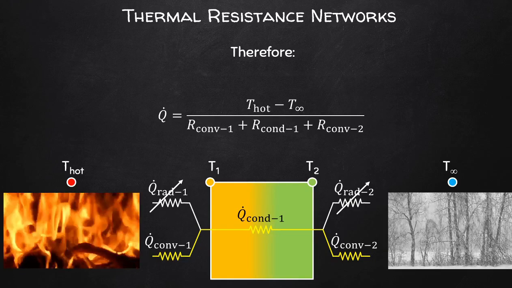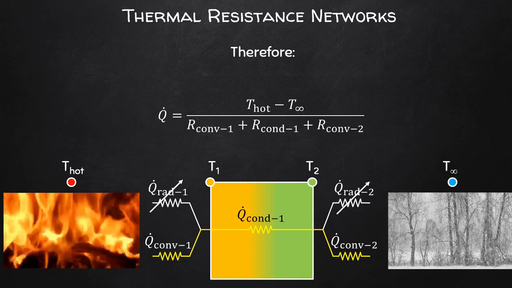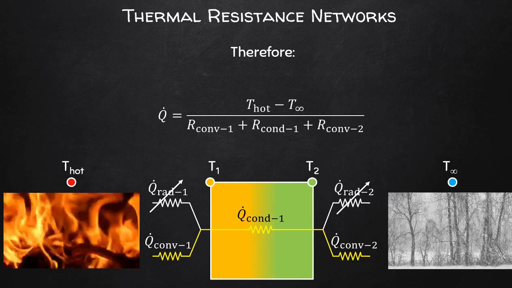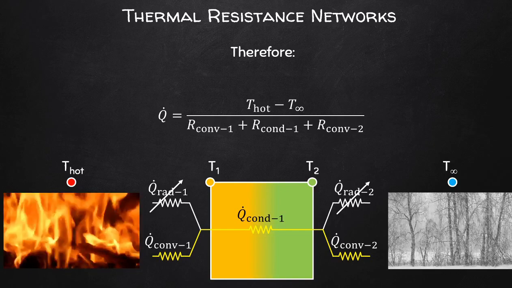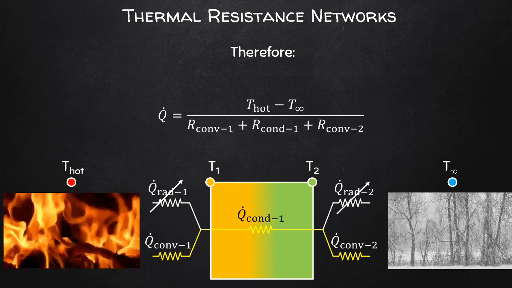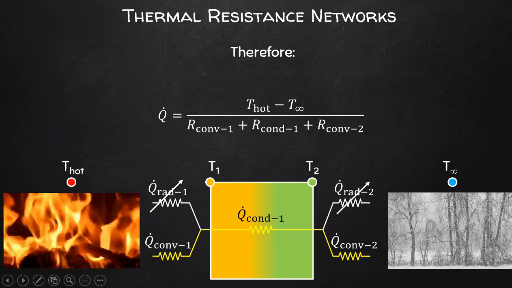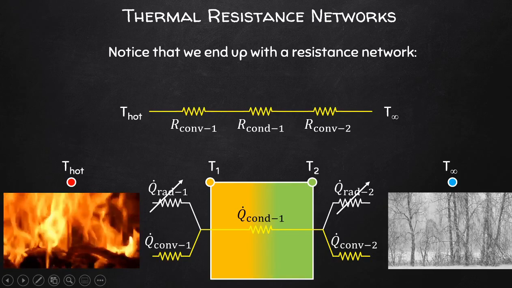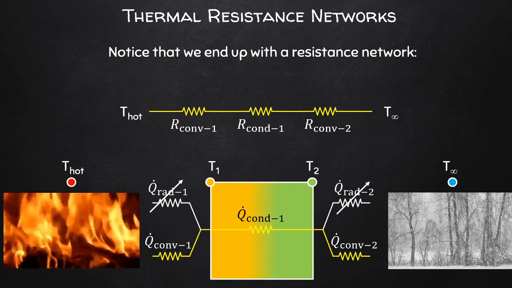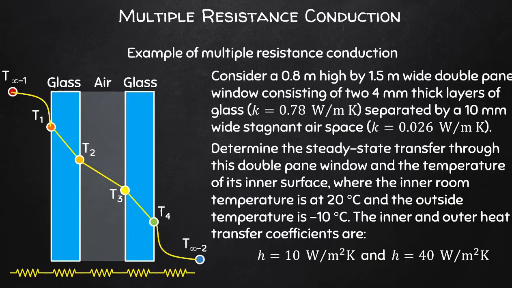So in this case, this equation is very useful if we want to know how much heat in watts is flowing through the different interfaces. And yet again, we have a typical resistance circuit which we obtain in this instance. Now consider the following example.